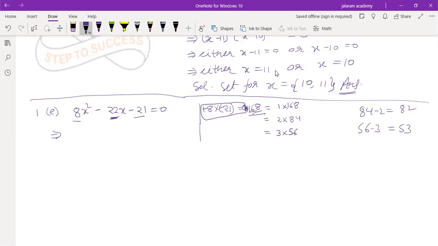Then what will be the next pair? After 3, which term is there? Sir, 4 into 42. 2 twos are 4 and 84 divided by 2 is 42. But their difference is 38 and we have to bring 22. Next, 5. 168 is not divisible by 5 as the units digit is 8. For divisibility by 5, the unit digit must be either 0 or 5. So leave it.